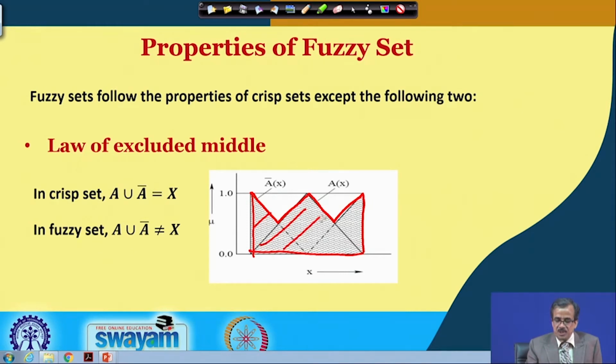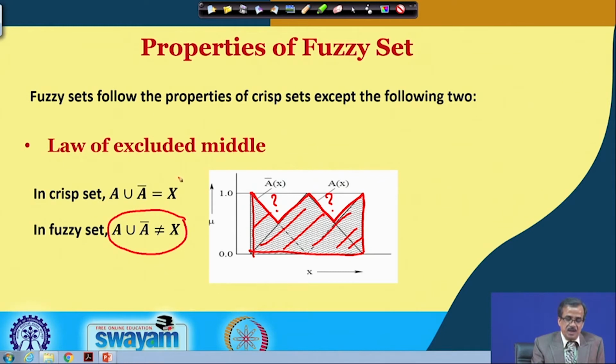Okay. So, this shaded portion indicates the union of a fuzzy set and its complement. But you see here I have got one white portion which has not been attended. So, we cannot say that in fuzzy sets A union A bar is equal to the whole thing, that is capital X. This particular condition holds good for the crisp set, but for the fuzzy set there is a violation, and that violation is in terms of the law of excluded middle. That means your fuzzy set does not follow the law of excluded middle.